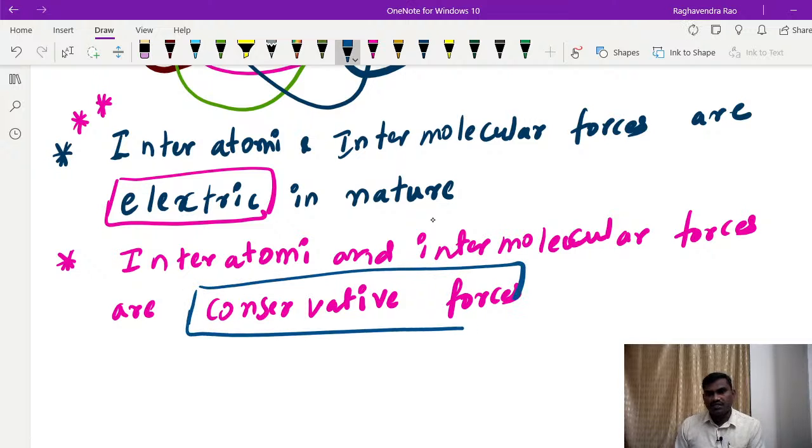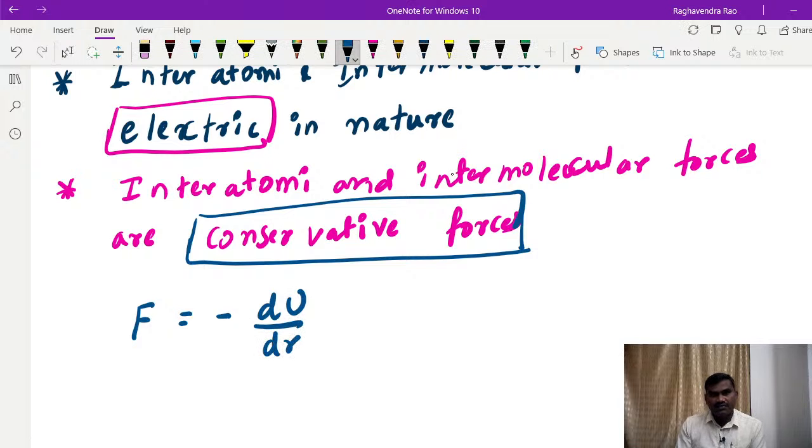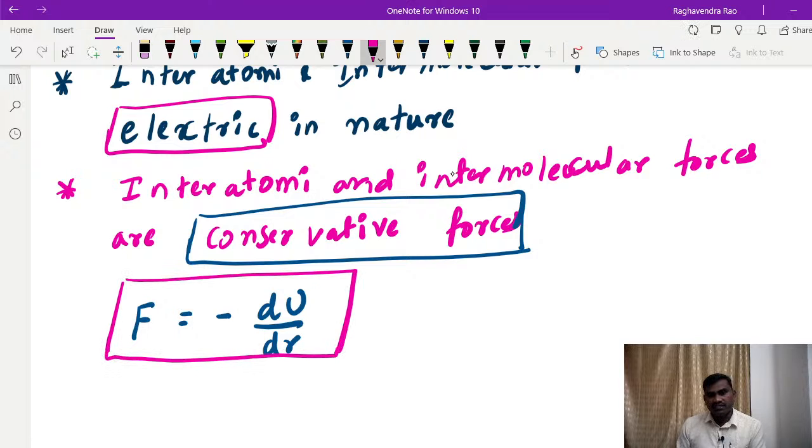So about conservative forces, we already discussed them in the chapter of work, energy and power. Here, conservative force we can define as the negative of the potential energy gradient. This is a very important expression. Based on this expression, they asked questions in the previous NEET examination and also in the JEE Mains examination.